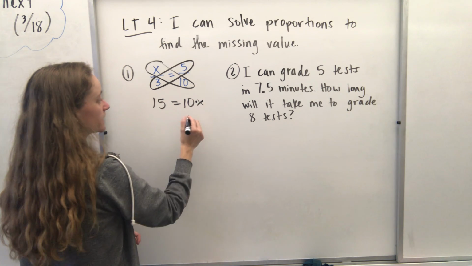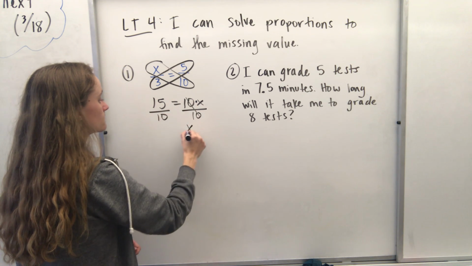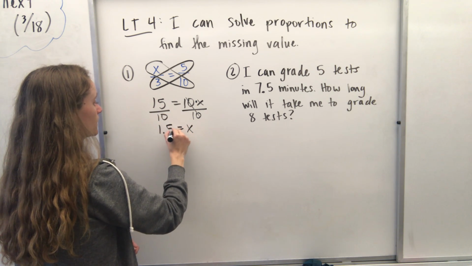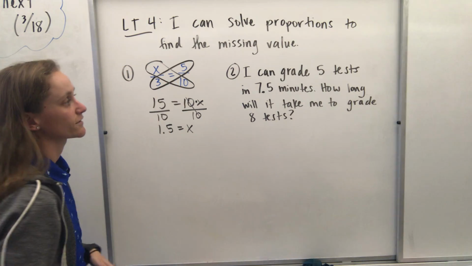And then we know that 10x is 10 times x, so the opposite is divide by 10. And so x will equal 1.5. When I plug 1.5 back in here, these are two equivalent fractions.